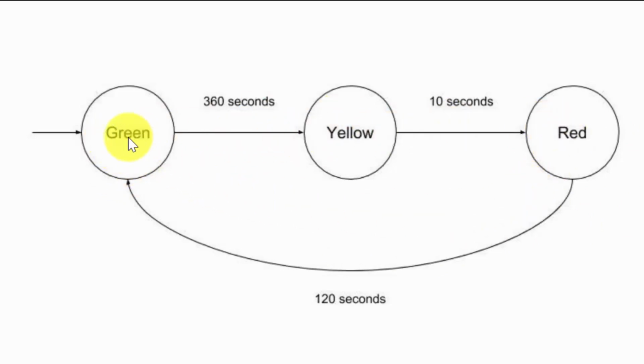So the state of the traffic light is it's going to be green, yellow, or red. It's never going to be green and yellow. That would be confusing. It would never be green and red. That would be pretty bad, right? So you don't want to do anything like that. So that's like a finite state machine.